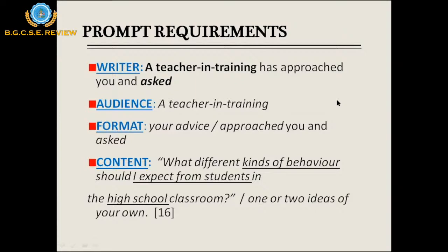But if you notice, they did not state that in the question. They didn't tell you who you were. You had to use your inference skills. This is why I highlighted the actual question part that says a teacher in training has approached you and asked. You have to figure out who you are as the writer. Who is your audience? You're talking to the teacher in training. Next, your format in this case would be your advice, but approached you and asked. So that does not tell you specifically what you have to write.